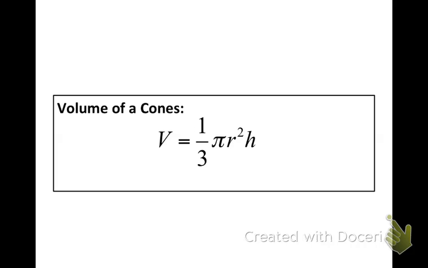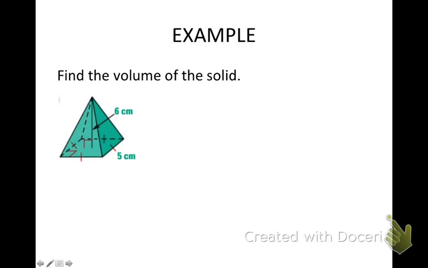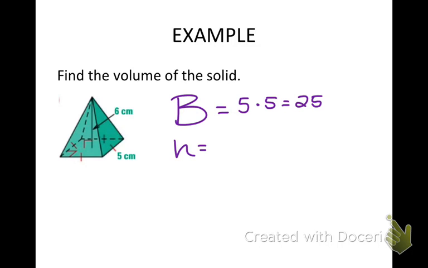All right, here's our first shape. We've got ourselves a pyramid. The things I need to know for the pyramid is my capital B. So what is the base shape of that pyramid? Square. So to find the area of a square, we do 5 times 5, which is 25. This H represents the height of the pyramid, which is 6.